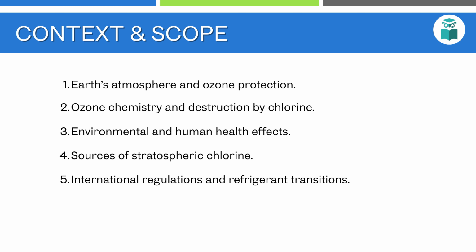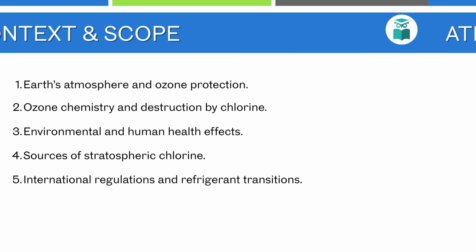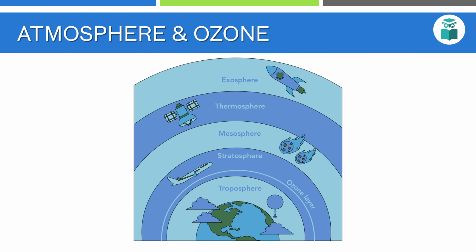You'll also learn where most stratospheric chlorine really comes from, and how international agreements like the Montreal Protocol and the Kigali Amendment are addressing the problem. Finally, we'll walk through the major types of refrigerants, compare their ODP and GWP values, look at the phase-out timeline, and finish with essential best practices every technician needs to follow. Let's start with the atmosphere.